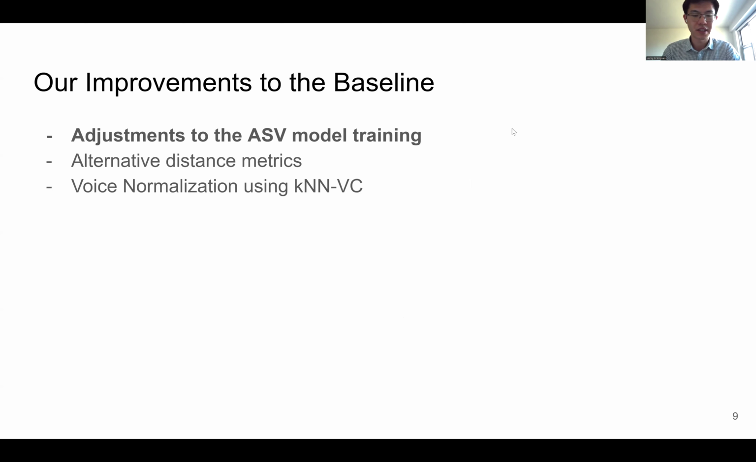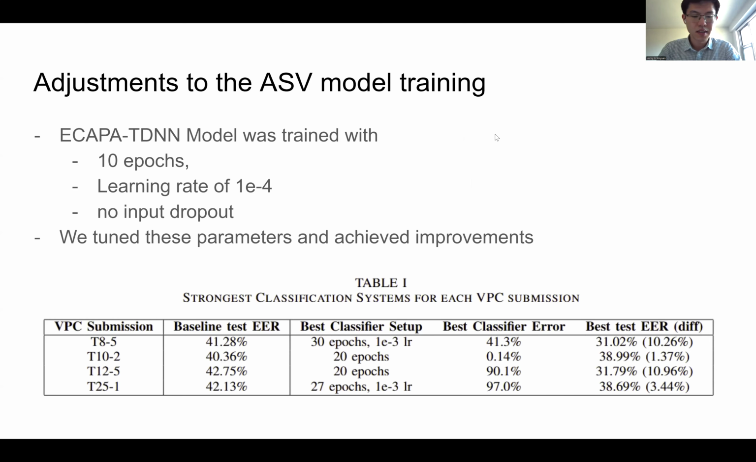Now we will proceed to discuss the improvements that we made to the baseline system, starting with changes to the training procedure of the backend ASV model. The baseline ASV model was an ICASSP model that was trained in 10 epochs with a fixed learning rate of 10 to the -4, and with no dropout applied to the model inputs.